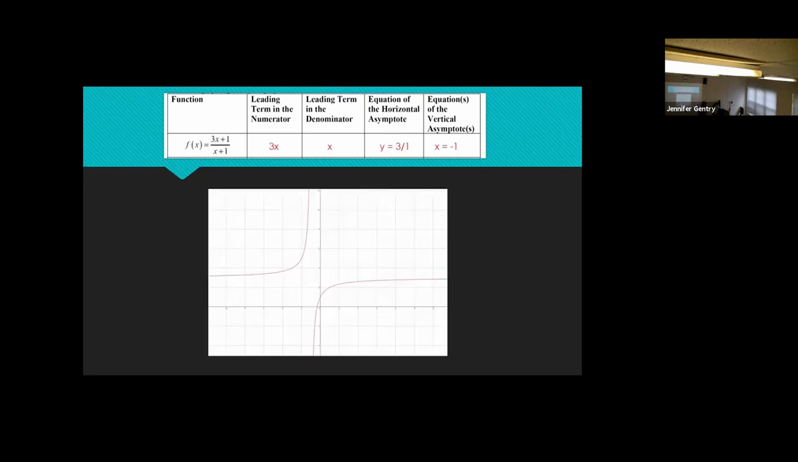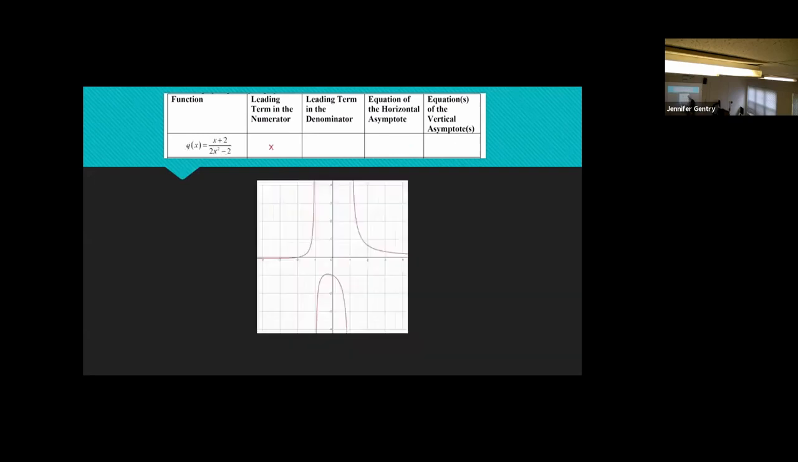What were they before? Let's go back a little bit. 3x and a 1x. They had the same exponent, right? Well, now we're a little different. So we got a little bit different things going on. Okay? Horizontal asymptote is going to still be at 1/2. What's the vertical going to be? Because of my bottom, 2x squared minus 2 cannot equal 0. Okay? -1 and +1.